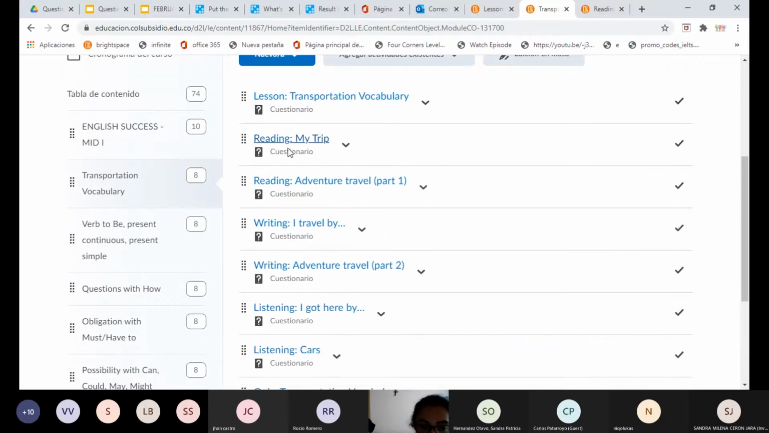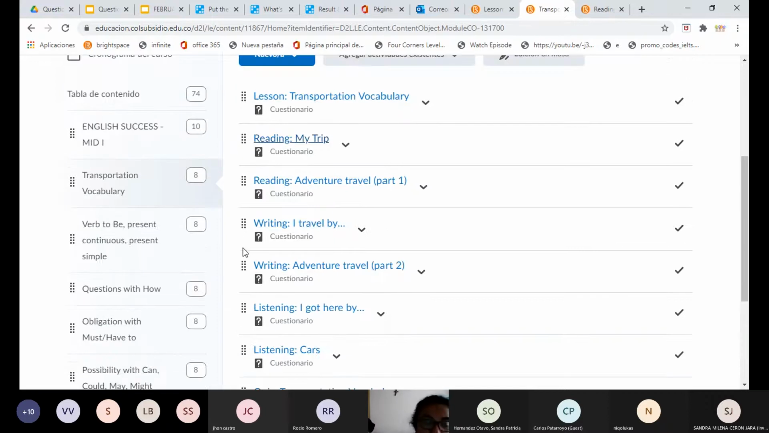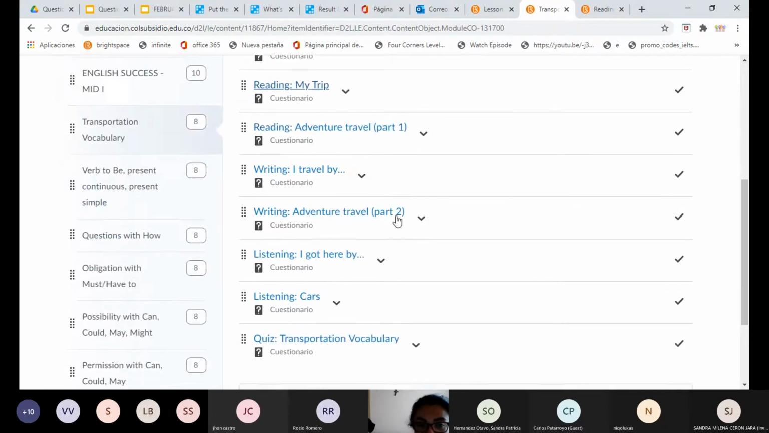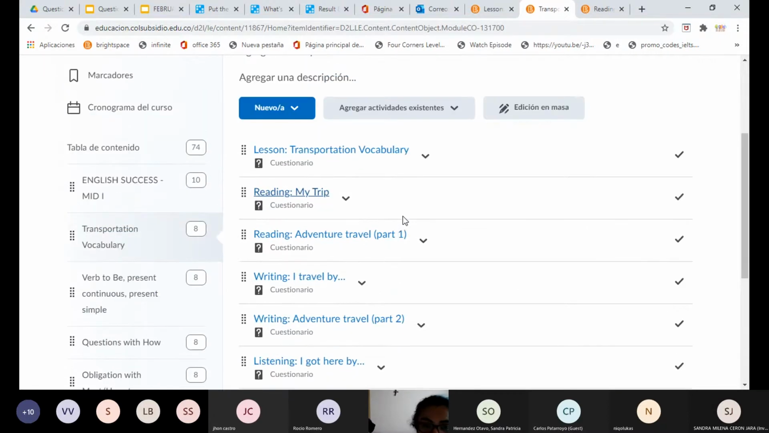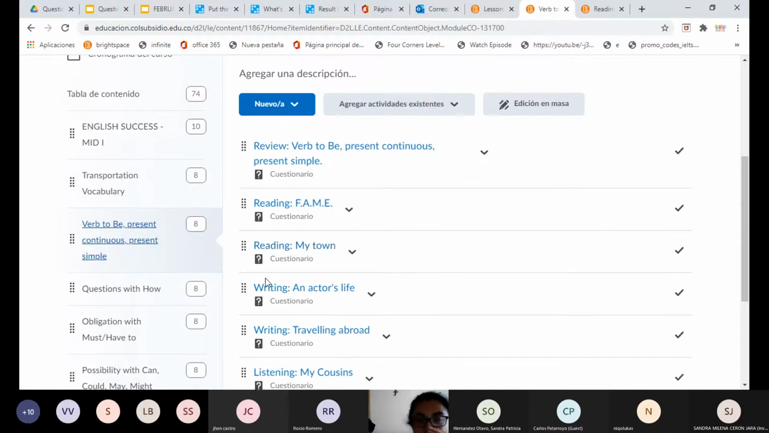The lesson, reading, writing, and listening can be repeated as many times as you want. The quiz is only allowed 2 times. You can try the quiz twice, no more than 2 times, okay? So that happens with every lesson. For example, during our first week, we checked transportation. So that's the transportation vocabulary lesson. Last week, we checked verb to be, present continuous, present simple.